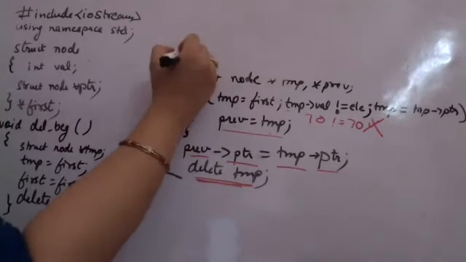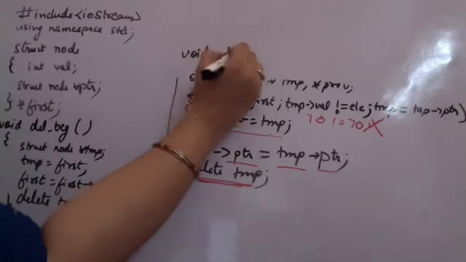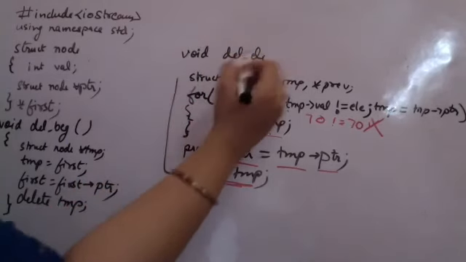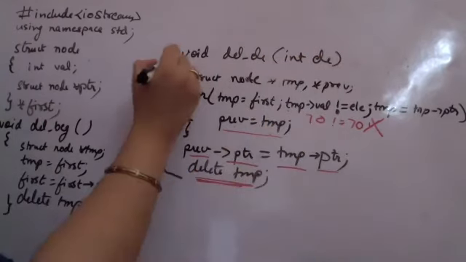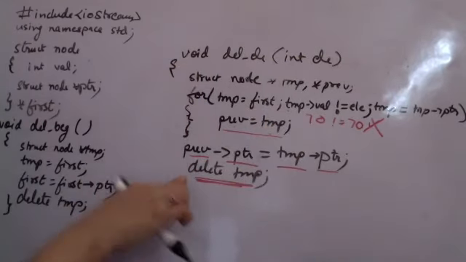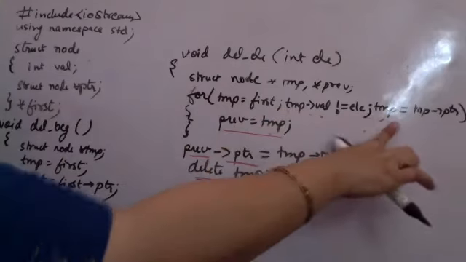This is void delete element. Here I would be having an integer element that is to be deleted. And the code will remain absolutely the same. This is the same code.